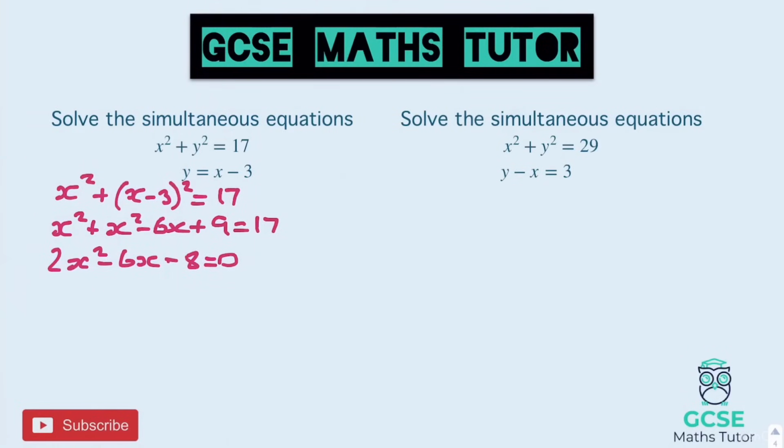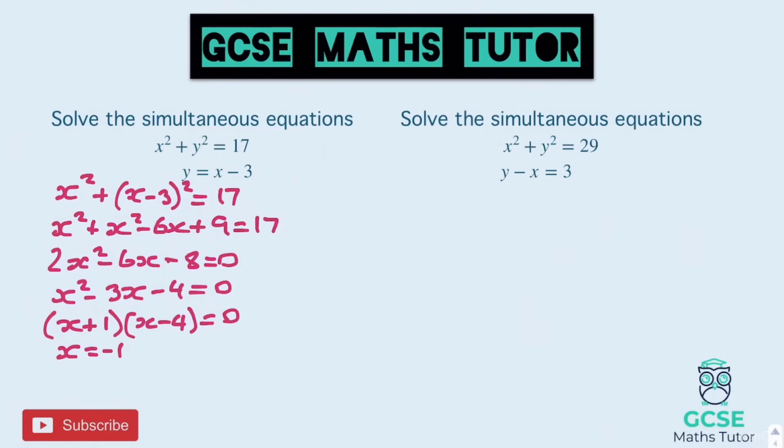Simplify that, so let's divide everything by 2, we'll get x squared minus 3x minus 4 equals 0. Factorise it, it's 1 and 4, positive 1 take away 4 will make negative 3 in the middle, so x plus 1 and x minus 4 equals 0. Then let's get our solutions. So x equals negative 1 and x equals 4.